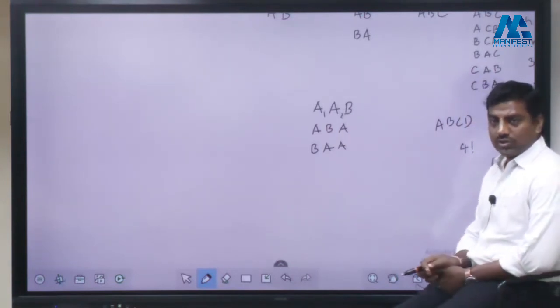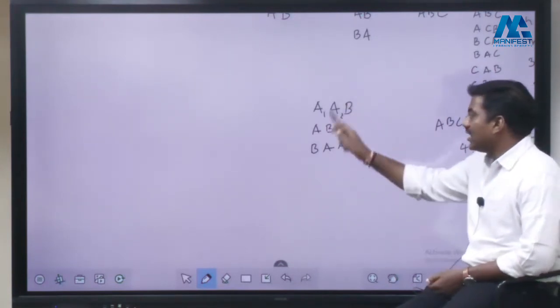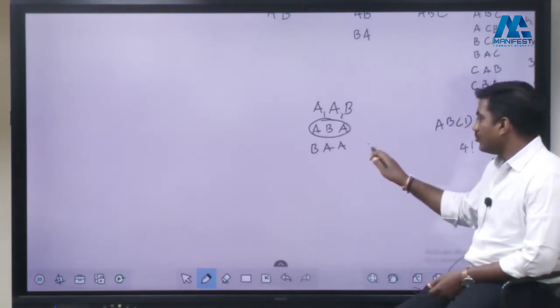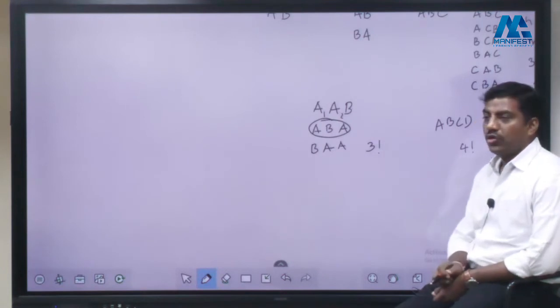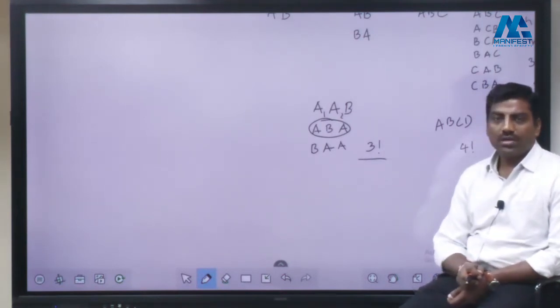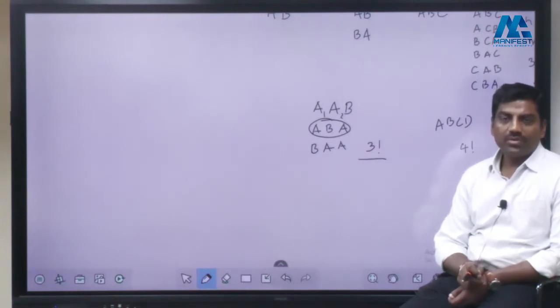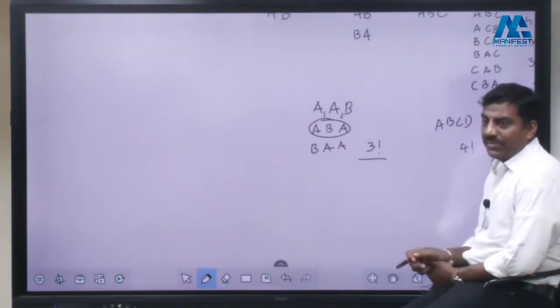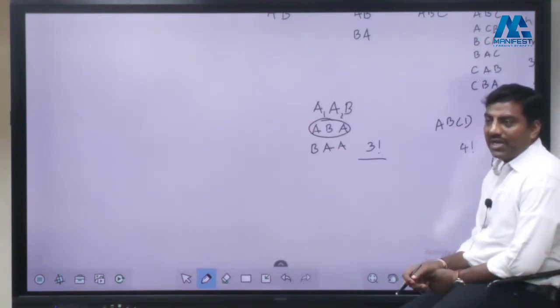So in such cases, what we have to do is look at the number of letters. How many letters are there? Put that in the numerator. In the denominator, check for repetitions. So what is repeating here? A is repeating. A is repeating for how many times?